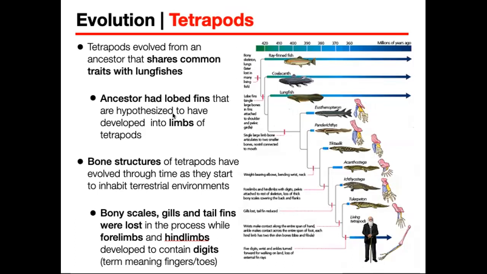tetrapods when they occupied the terrestrial environment. And it's believed that the ancestors had these lobe fins and later on developed into limbs as they started to occupy land. Okay? Apart from this modification of fins into appendages na ginamit for locomotion on land, okay, part of the adaptation also of these tetrapods would be the bone structures, no? So like for example, you have the bony scales, the gills, and the tail fins that were lost in the process, while these are replaced by forelimbs and hind limbs that later on contain digits, or ating fingers and toes, which enabled the early vertebrates to move on land.